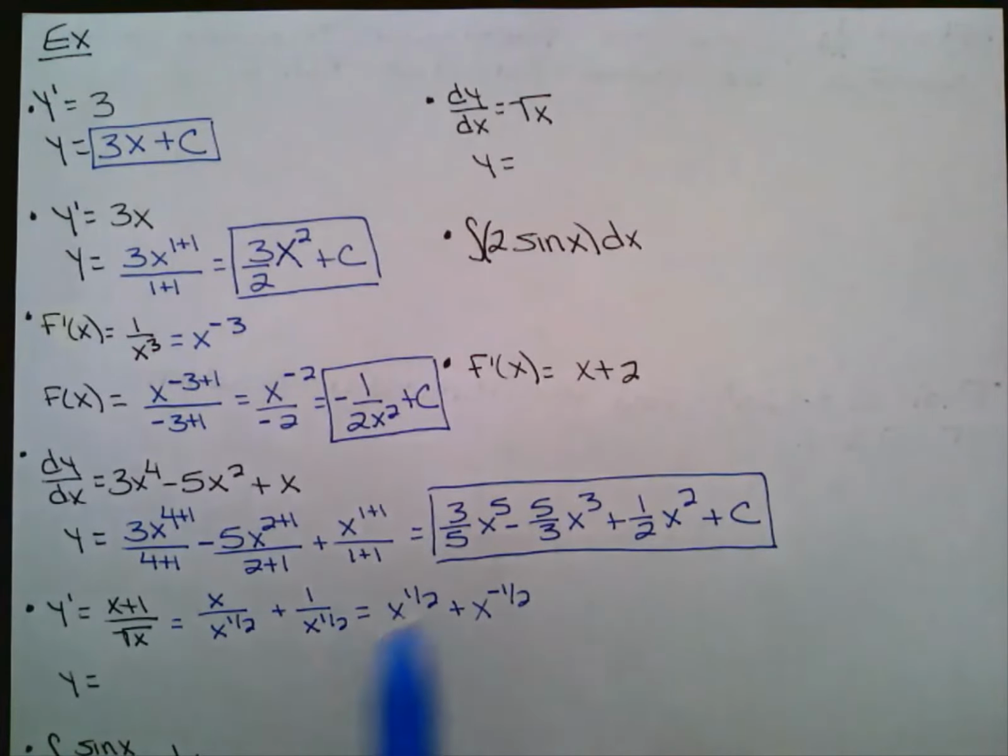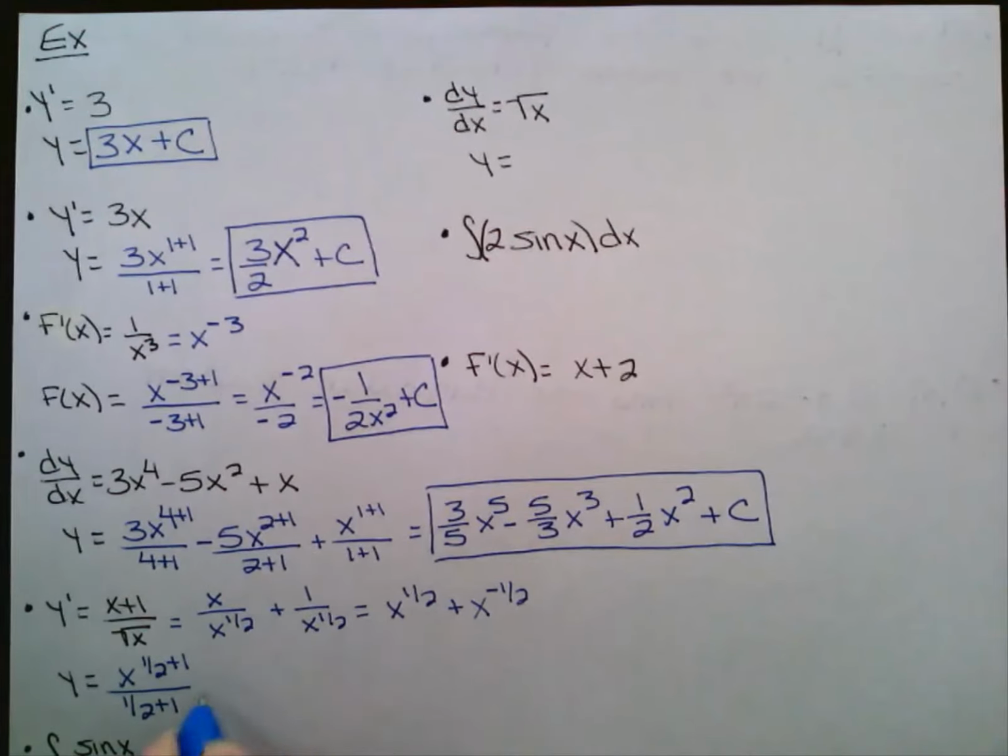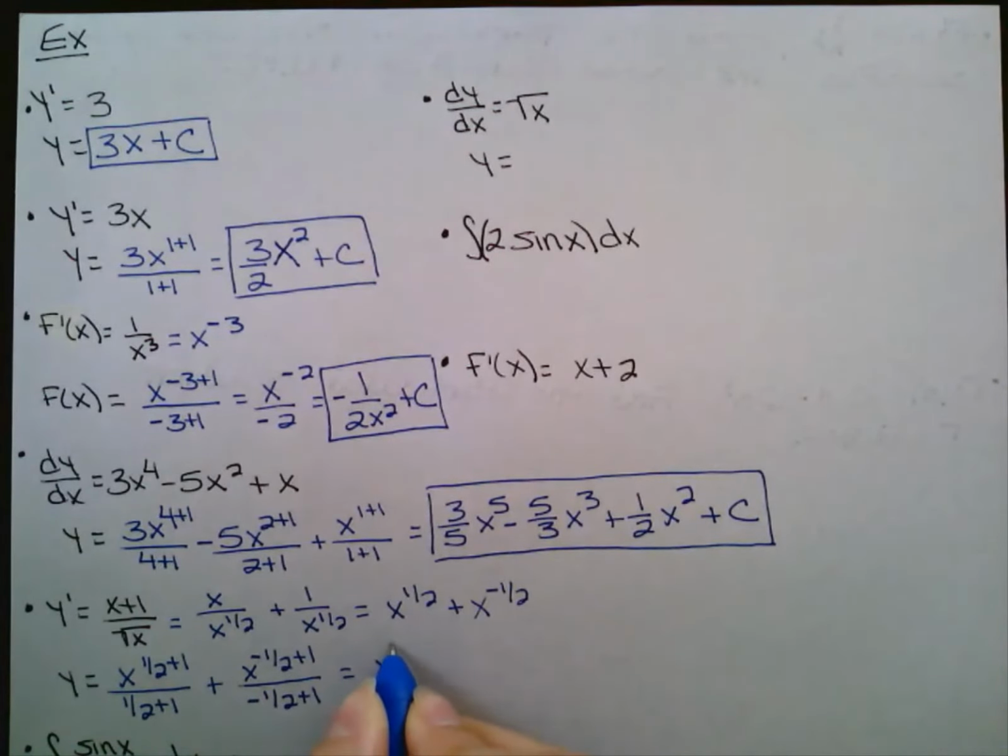So now I'm going to apply the rule to each term. So I have x to the 1/2. I'm going to add 1 and divide by my new exponent. Plus, my second term is x to the negative 1/2. I'm going to add 1 over my new exponent. Okay? Half plus 1 is 1.5, and we can call that 3 over 2. If you need to get a common denominator, you can call this 2 over 2.